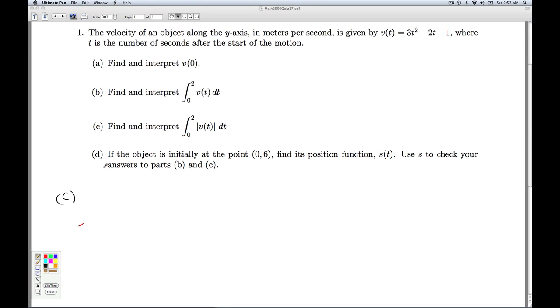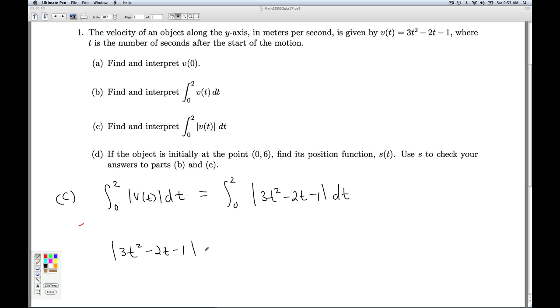All right, in part C, we're asked to find and interpret this integral, the integral from 0 to 2, absolute value v of t dt. So that's the integral from 0 to 2 of the absolute value of 3t squared minus 2t minus 1 dt. Now, the thing about absolute value is that the absolute value of 3t squared minus 2t minus 1 is going to be one of two things.